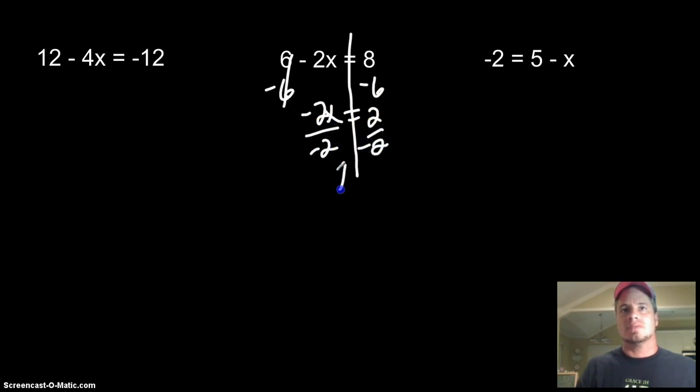Last step, divide by -2. And it's both sides negative. I get x equals -1. Okay, let's do one more. Here, I've got a 5 and a -x. Well, I want to get rid of the 5. Okay, and it is a +5, even though this is minus, this is a +5.